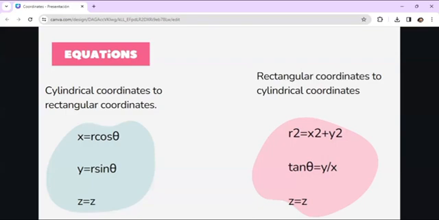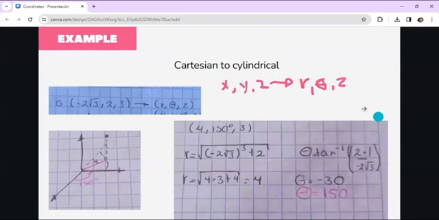So now, knowing all this information and equations, we will begin with the explanation of some exercises. So we have the first example.